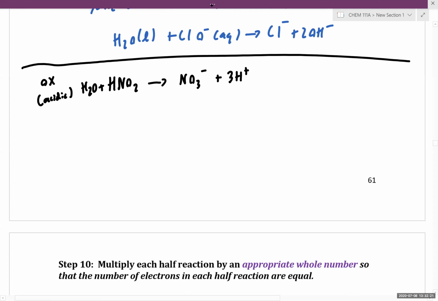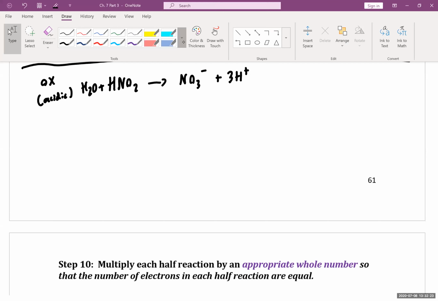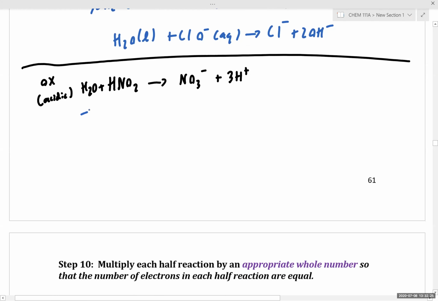Now, if we wanted to convert this acidic half reaction into basic conditions, what do I add to each side? How many hydroxides do I need to add to each side? 3, yep, because we have 3H+, so I add 3 hydroxides to each side.